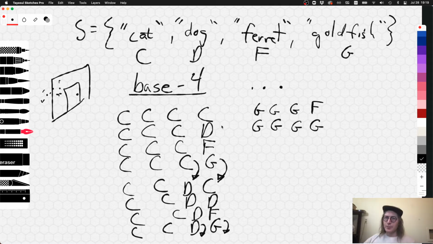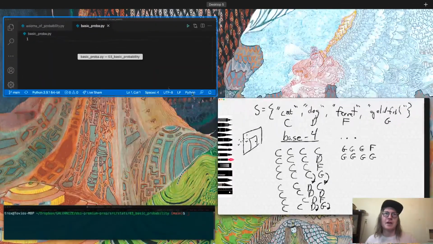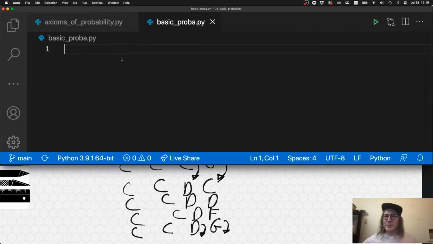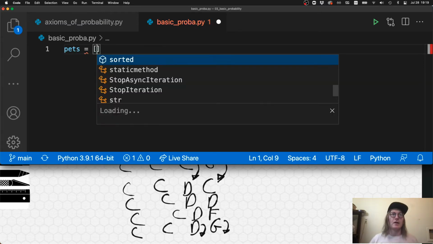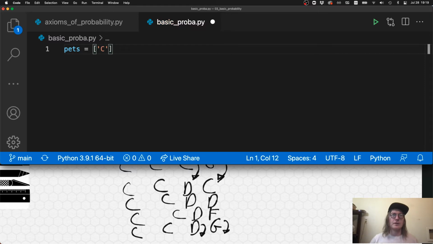That's how we could build a sample space of possible orderings of these animals that we're pulling out of this room. So how do we do that with code? Turns out it's strikingly easy. Programming really lends itself to this. So we've got these pets, and I'm just going to do cat, dog, ferret, and goldfish.